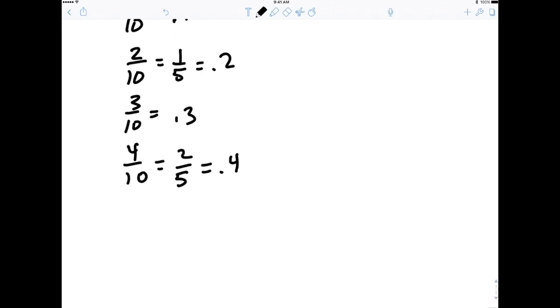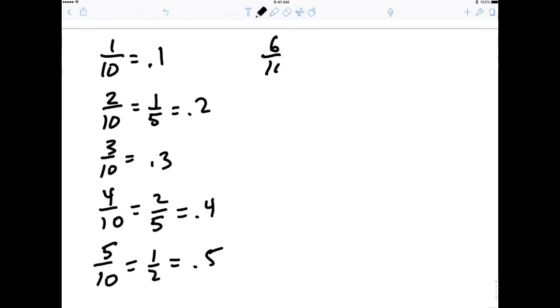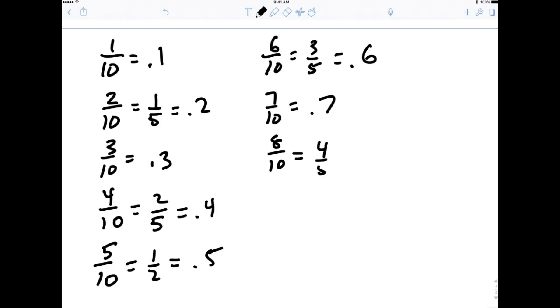Now I'm just going to continue. 5/10 is the same as what? 1/2, which is the same as 0.5. 6/10 is the same as 3/5, which is 0.6. 7/10 is 0.7. 8/10 is the same as 4/5, which is the same as 0.8. 9/10 is 0.9, and 10/10, of course, is 1.